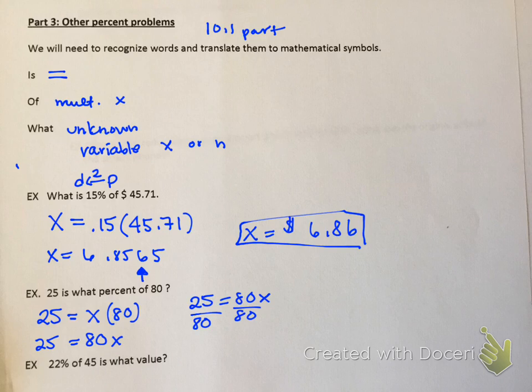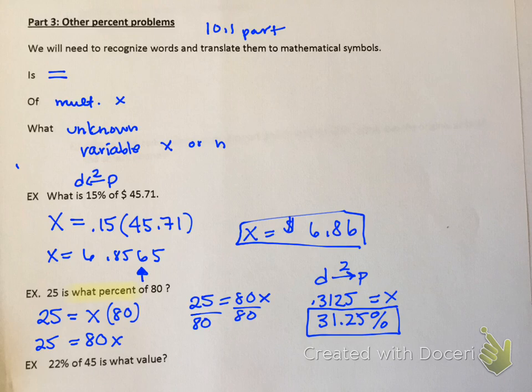And when I do that, I get 25 divided by 80, which is 0.3125, and that equals X. Now remember, the question says what percent. So I have a decimal, so I have to change this decimal to a percent. So I'm going to have to move the decimal 2 places to the right and add on a percent sign. So the answer to this is 31.25%. Make sure you read the problem after you solve it to make sure you're answering it correctly.